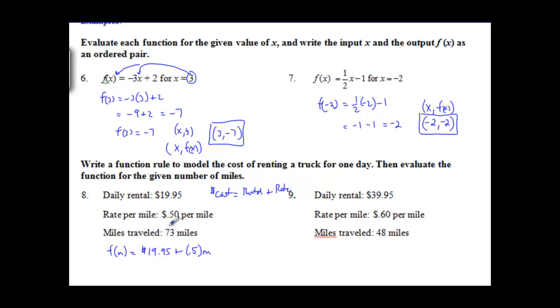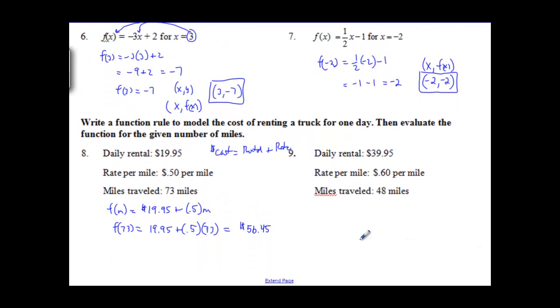If we substitute in the 73 miles, we get f of 73 equals $19.95 plus 0.5 times the 73 miles that we drove. So f of 73 equals 19.95 plus 0.5 times 73. You get a total of 56.45. What we can say then is the truck will cost $56.45.